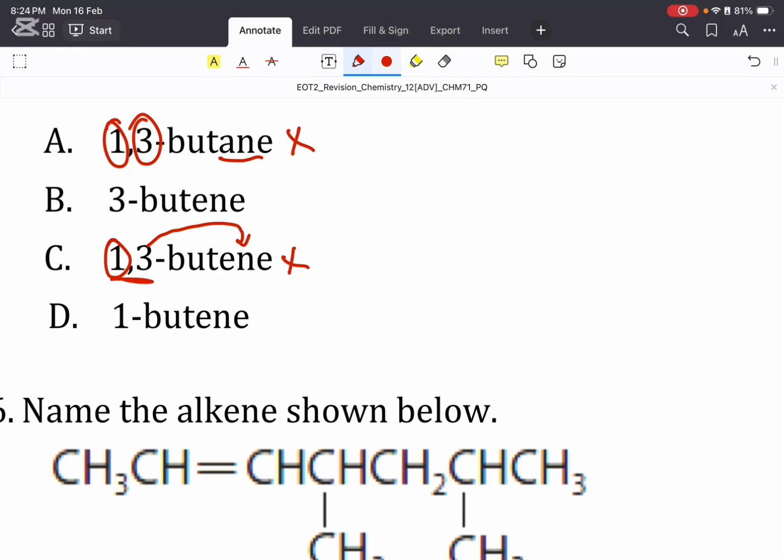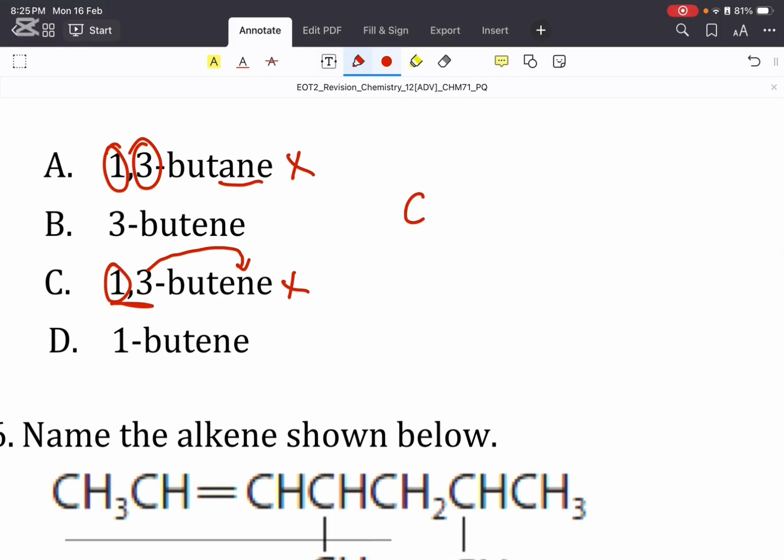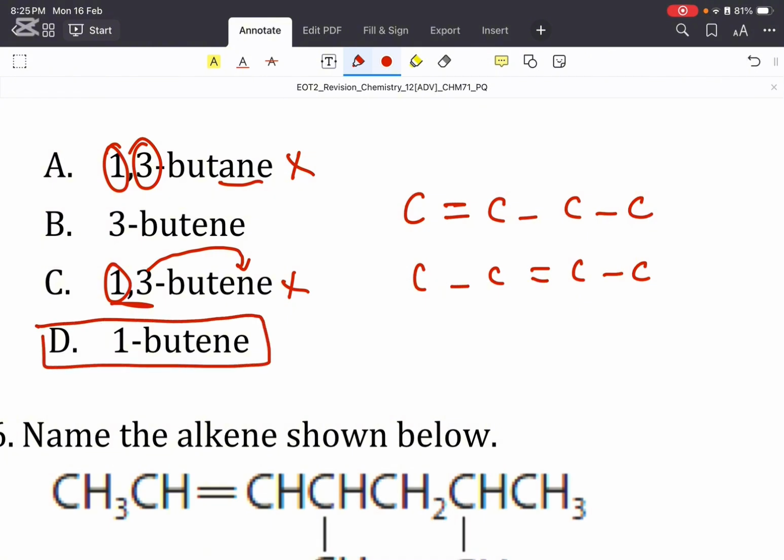Is it 3 or 1 butene? Whenever I have an alkene, the location of the double bond needs to be mentioned because you need to tell me, because this double bond could be here or could be at the first. Okay? Now, which one is the correct answer? D is the correct answer.